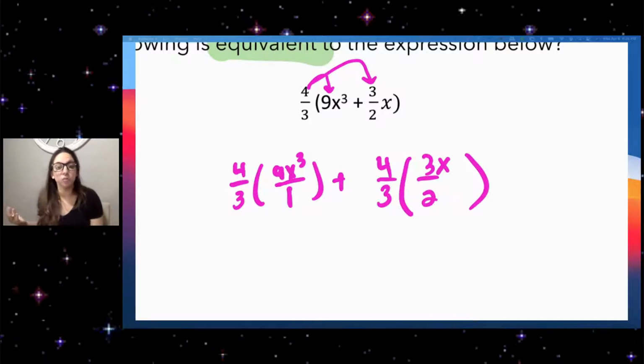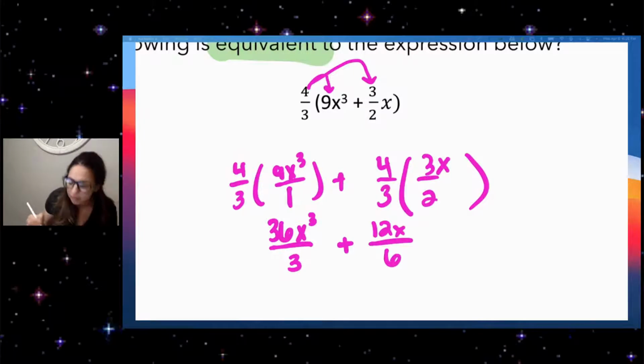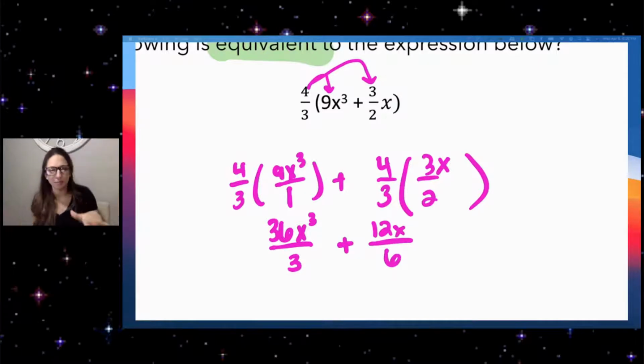Now I'm going to multiply straight across. 9 times 4 is 36, x cubed divided by 3 plus 12x divided by 6. Some of you are already scoffing at me saying, you could have simplified earlier. You're right. I'll get to that. I'm doing this for the other people in the room. 36 divided by 3 is 12.